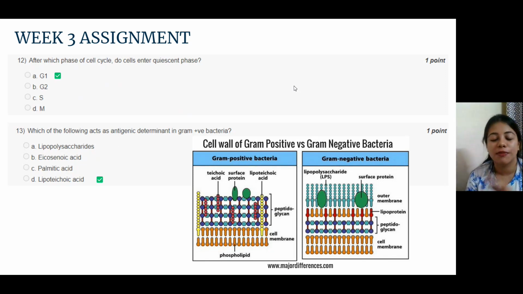G1, S, G2 together are part of interphase. Then the cell, after it has made sure that all of these things are fine, G1 is the prep phase, S is the synthesis phase, G2 is the prep phase for the mitotic stage. Only after all these verifications have been done does a cell actually enter into the M phase or the mitotic phase.